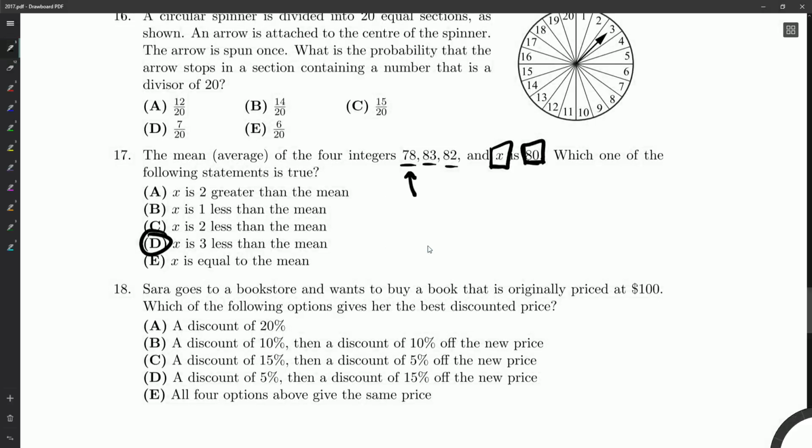78 is 2 less than the mean, but 82 sort of balances that out by being 2 more. Now, 83 is another number we're given. It's 3 more than the mean. In order for things to balance out, this x should sort of counterbalance the 83, and so should be 3 less than the mean, just because 83 is 3 more than the mean. So that's another way to view the question.